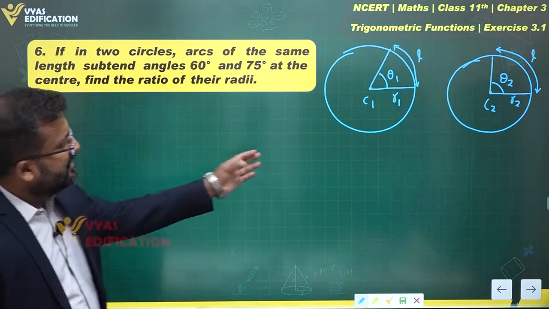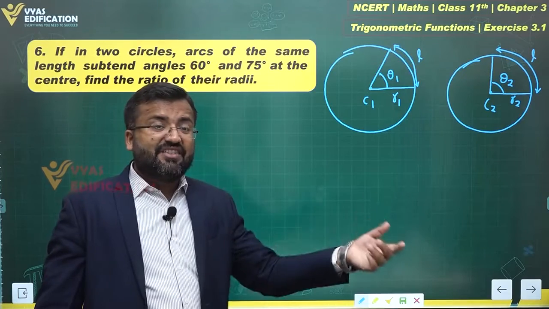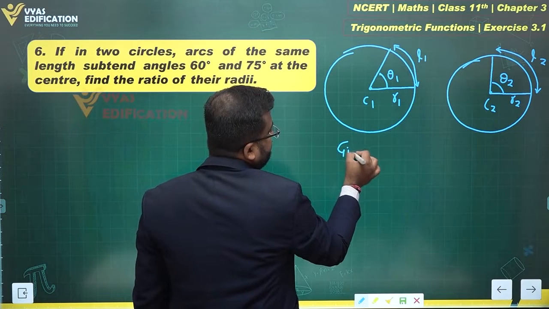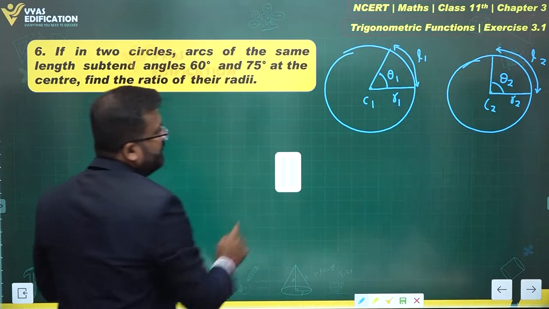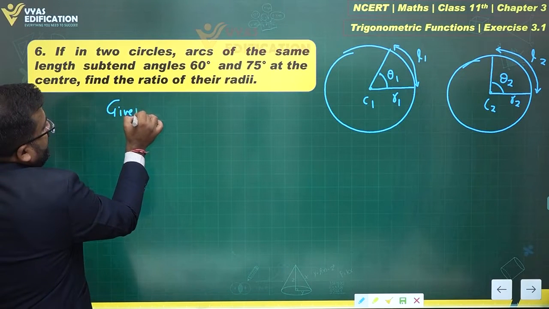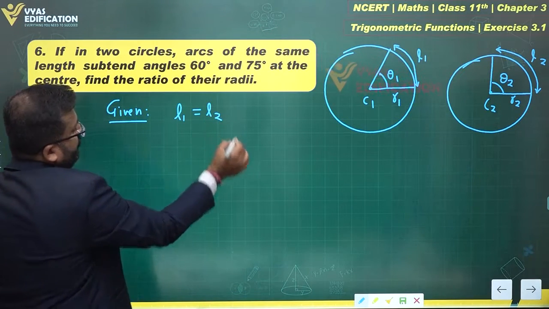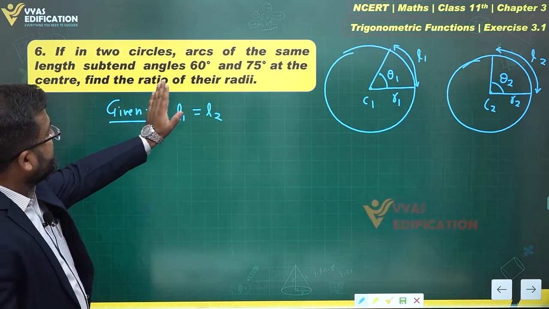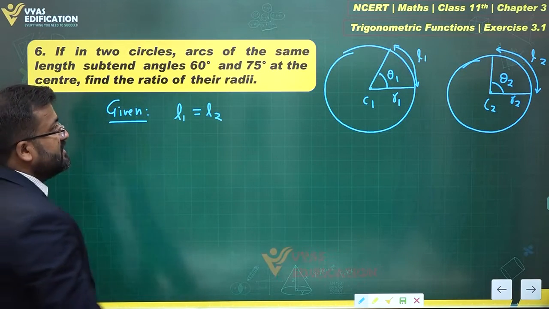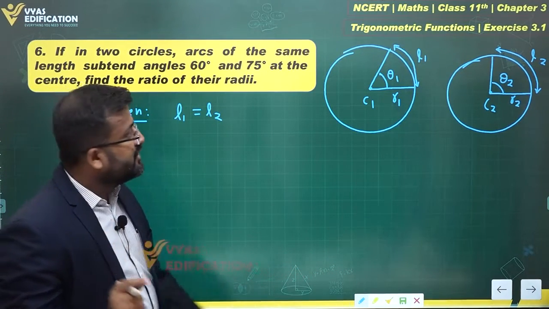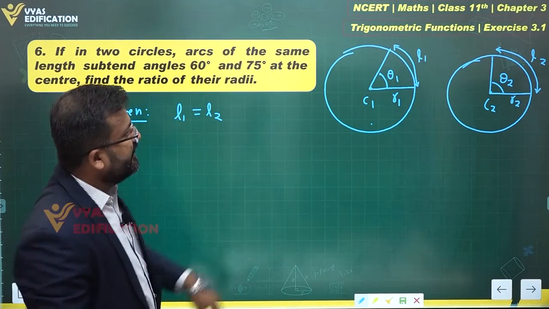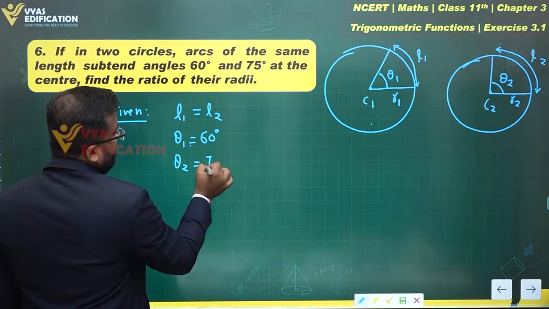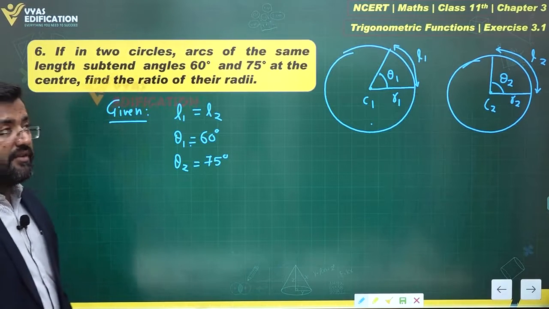This arc length would be L1, that would be L2, but it is given that L1 equals L2. Let's write the given condition over here. Given: L1 equals L2 in that diagram. Two circles, arcs of the same length, subtend angles 60 degrees and 75 degrees at the center. So you're given 60 degrees and 75 degrees. If this is 60 degrees, that is 75 degrees. Theta 1 is equal to 60 degrees. Theta 2 is equal to 75 degrees. This is also given, right?